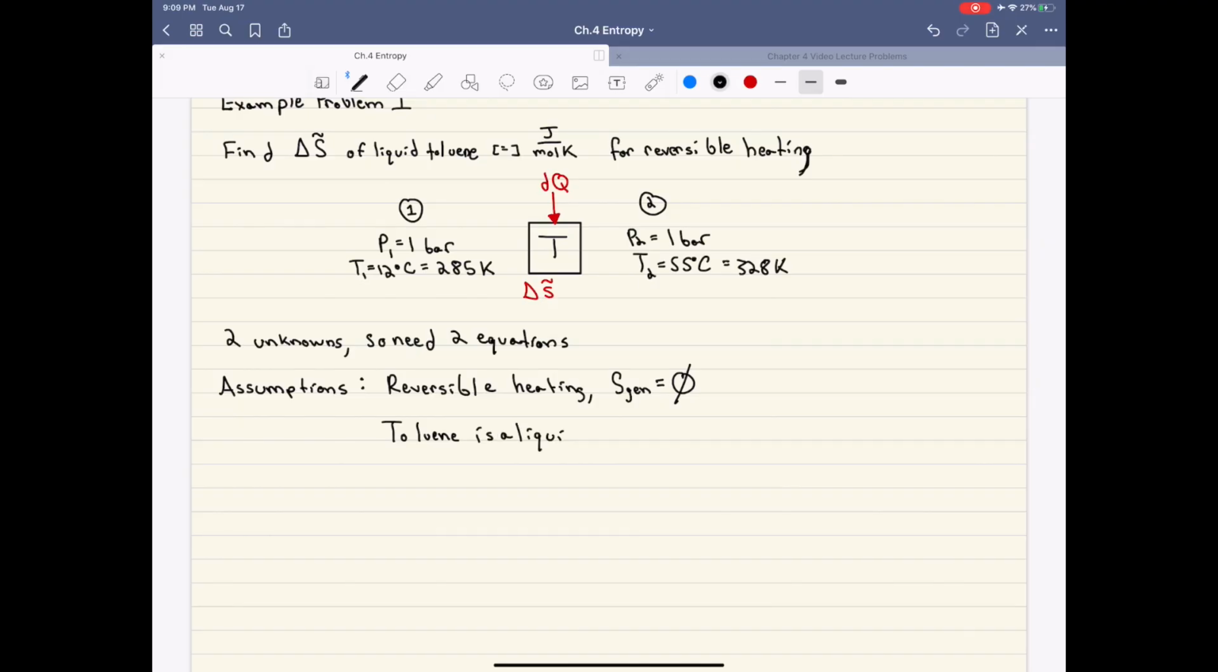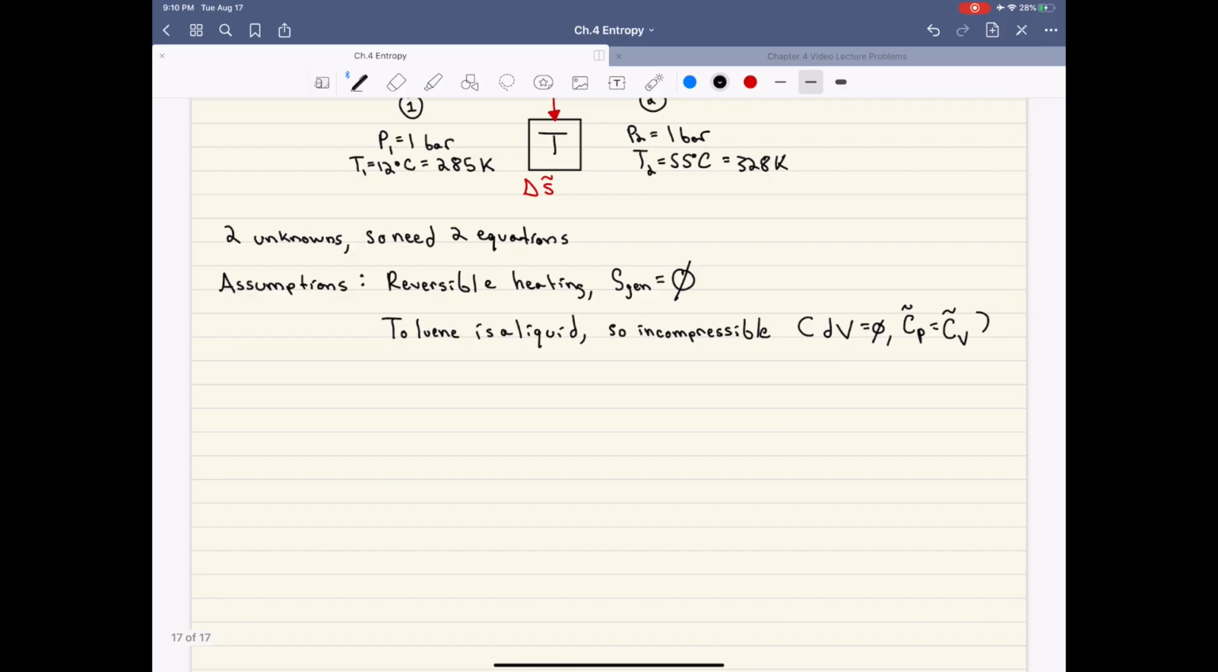Because it's a liquid, we're going to assume that it's incompressible. Because it's incompressible, there's not going to be any changes in volume, and the constant pressure heat capacity is going to be equal to the constant volume heat capacity as well. We know for liquids and solids that Cp is equal to Cv. These are the assumptions we're going to use. The next step is to go through our now 3 different types of balances.